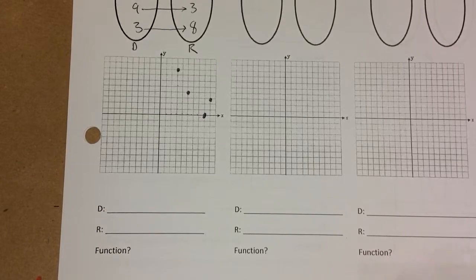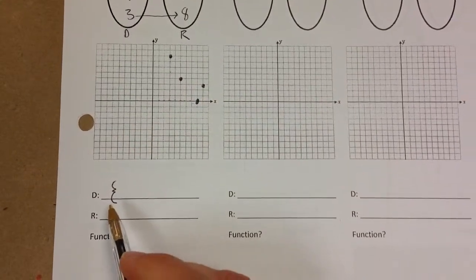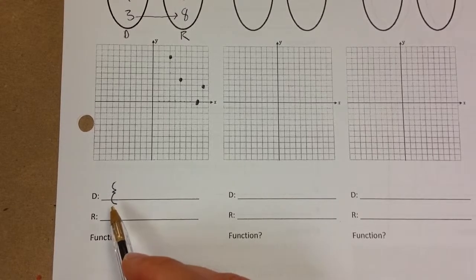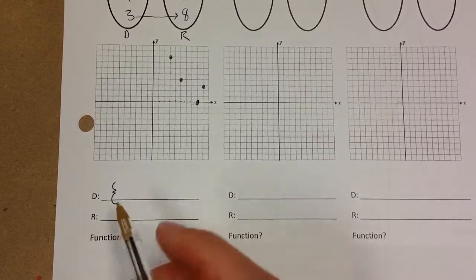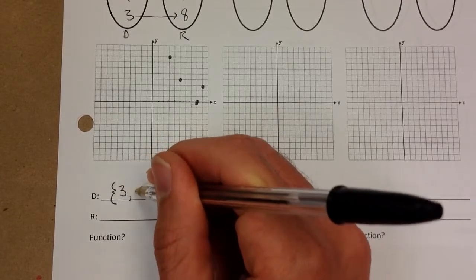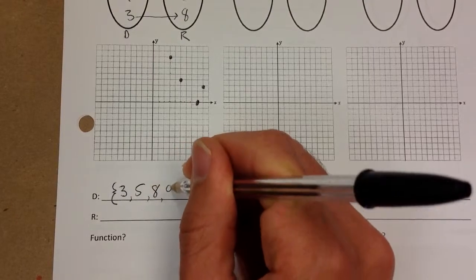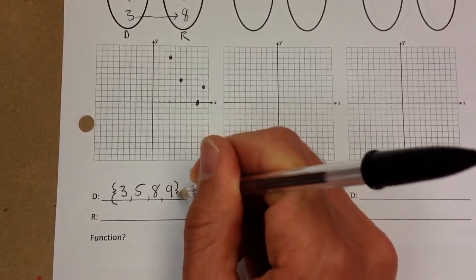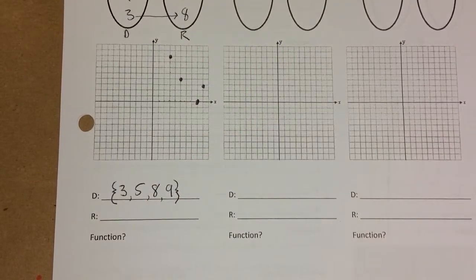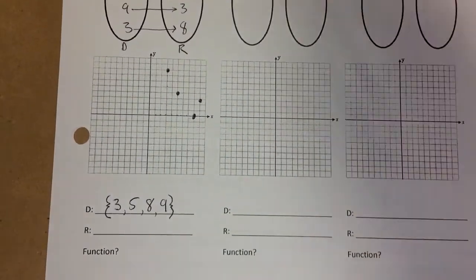The domain, it's just the set of all the x values. And we will use set notation, which uses a curly brace. It's preferred that you do not repeat anything and you write the numbers in order. If you were not to write the numbers in order, it's generally not that big of a deal. I care more about lack of repeats, because I think that's just unnecessary.